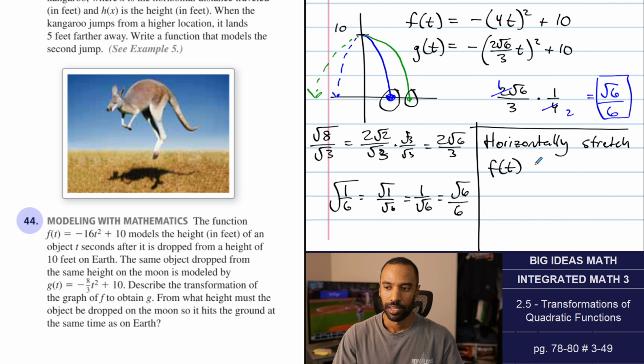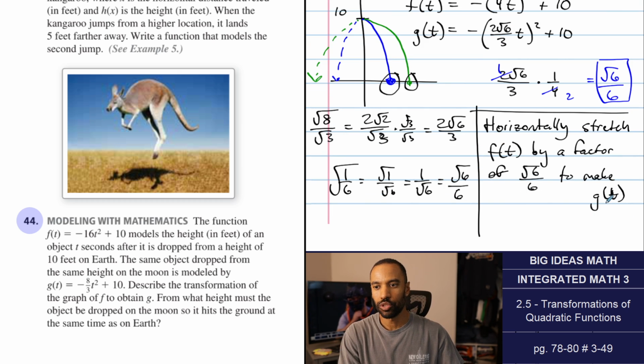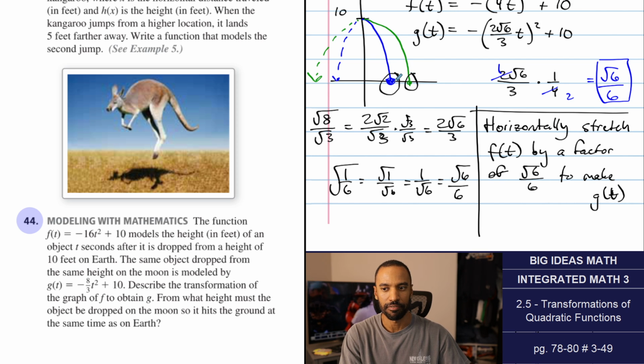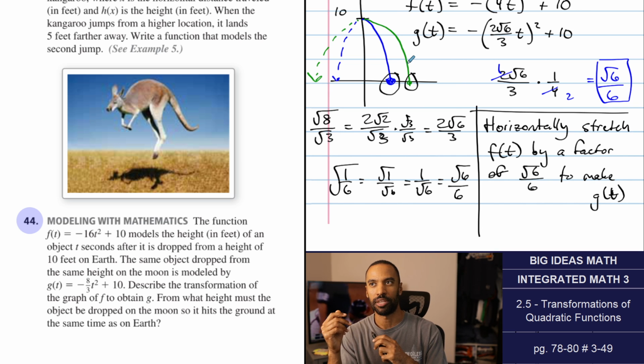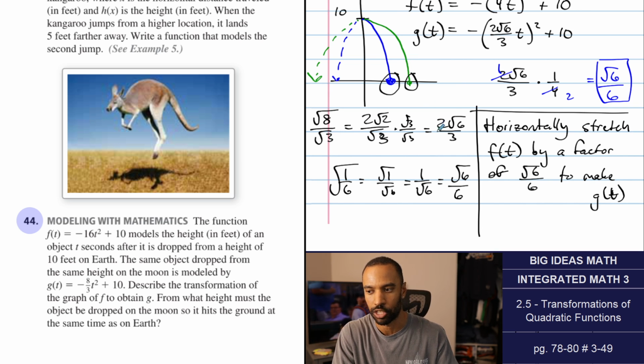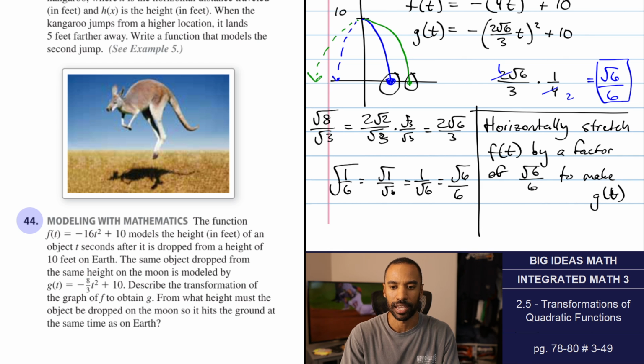I need to horizontally stretch f of t by a factor of root 6 over 6 to make g of t. Now, another way I could do the problem is by comparing the two intercepts of these and dividing one by the other. I could do this one divided by that one. The only problem with that is they would be on the calculator with a lot of decimals, and dividing would only show me a decimal equivalent of root 6 over 6. I would never get the true root 6 over 6. So I'm probably not going to do it that way. But this is what I've got to first do as far as that goes, because it's not just 1 over root 6, right?